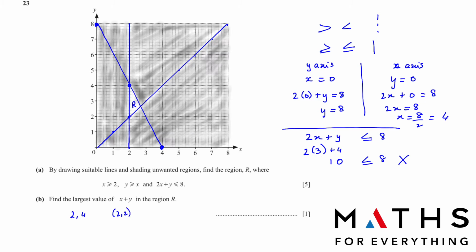We have to add our values, x and y coordinate, and see which gives us the largest. So 2 plus 4 is 6. That is larger than 2 plus 2, which is 4. So we remove that. Our answer is 6.